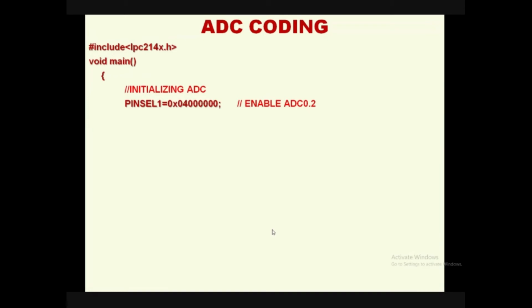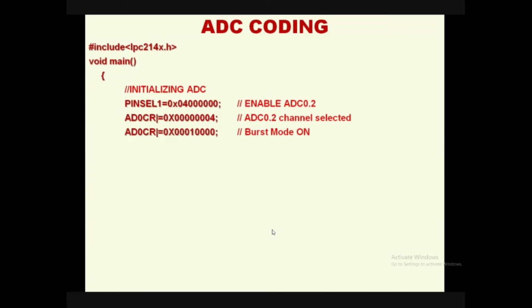To enable ADC 0.2, the pin select value is 0x0400 and 0000 according to the data sheet. And there is an ADC 0 control register. This control register is given the value 4 to select the ADC 0.2 channel. And again, the ADC 0 control register value is given as 0001, 0000 to enable the burst mode on. This is from the data sheet.